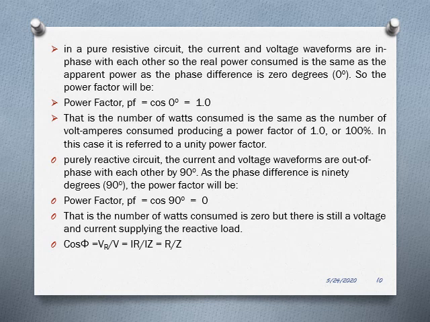You may write the cos phi or power factor in terms of resistance and impedance also. That is, cos phi is equal to, from the impedance or voltage triangle, VR by V. VR is equal to IR and total voltage V is equal to IZ. So cancel out the I, you get R by Z.